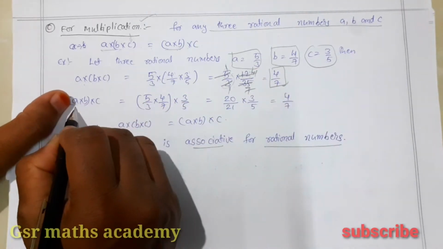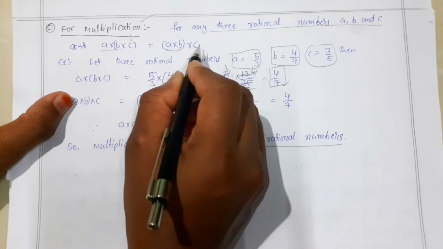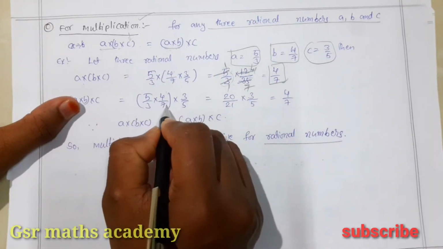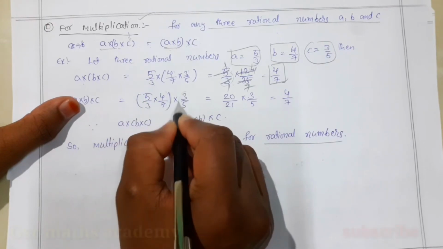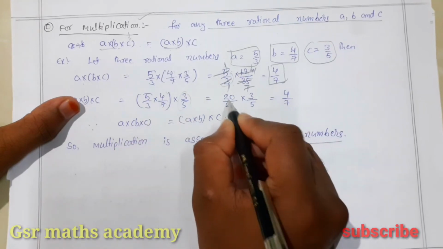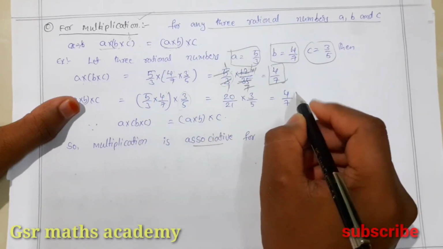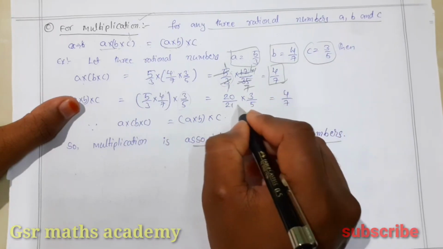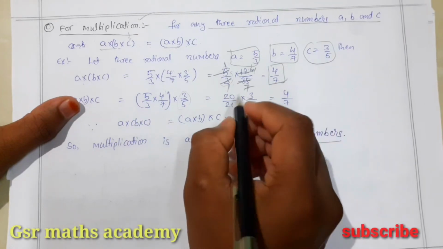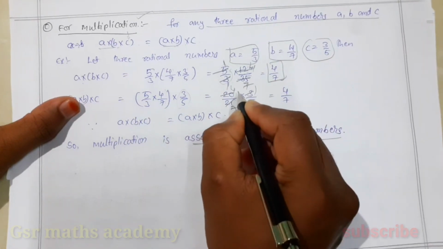And if you take the RHS, a into (b into c), that means (a into b) into c, that is 5 by 3 into 4 by 7. This product should be multiplied by 3 by 5. That means 5 fours are 20, 3 sevens are 21. 20 by 21 into 3 by 5. 20 into 3 by 21 into 5. Okay, 5 ones, 5 fours, 3 ones, 3 sevens. That is 4 by 7.